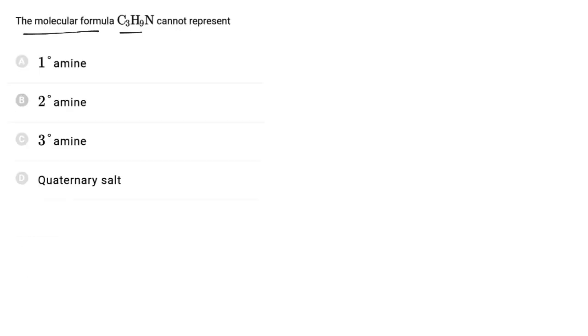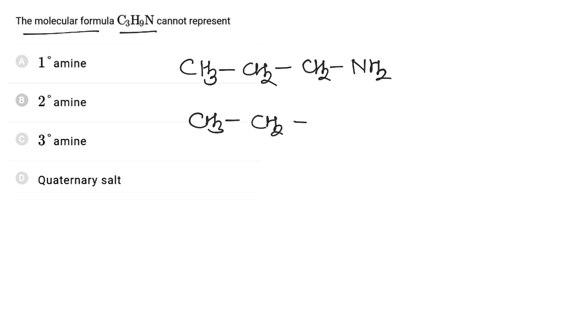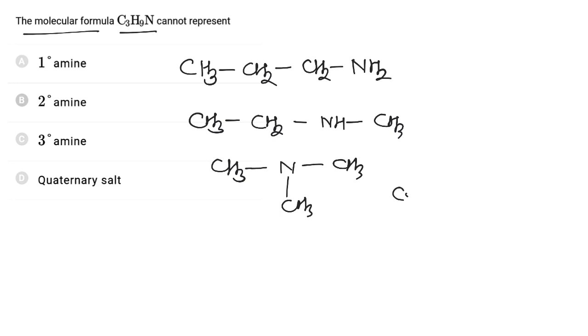The molecular formula C3H9N cannot represent. So from C3H9N we can draw a structure of 1 degree amine, we can draw a structure of 2 degree amine, we can draw a structure of 3 degree amine. So 1 degree, 2 degree, 3 degree, they all can be drawn by molecular formula C3H9N. But from this formula we cannot form quaternary salt, and hence correct answer is D.